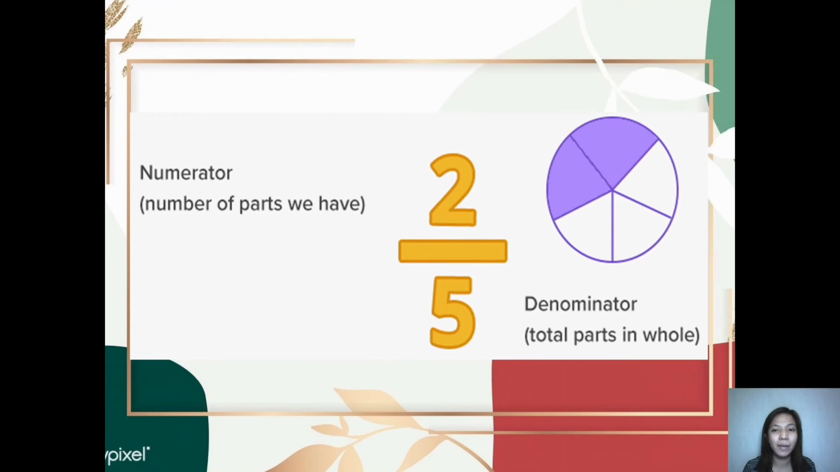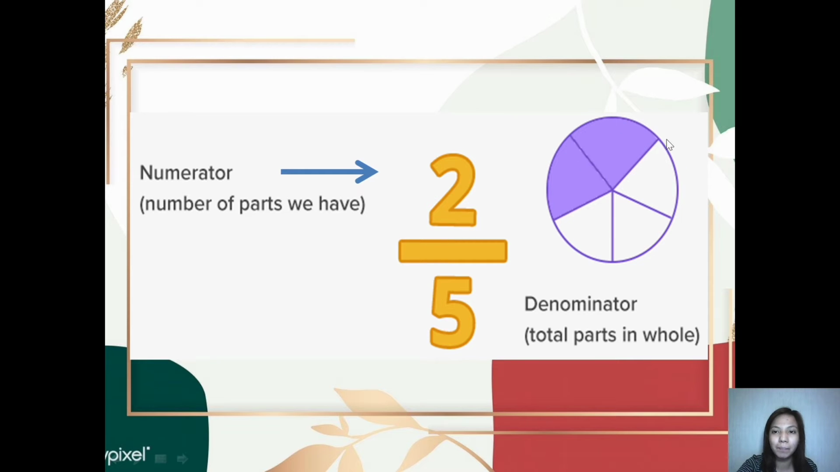First, I have to review the parts of the fraction. So we have here 2 over 5, or 2/5. The number 2 here is called the numerator. Everybody say numerator. It is the number of parts that we have.